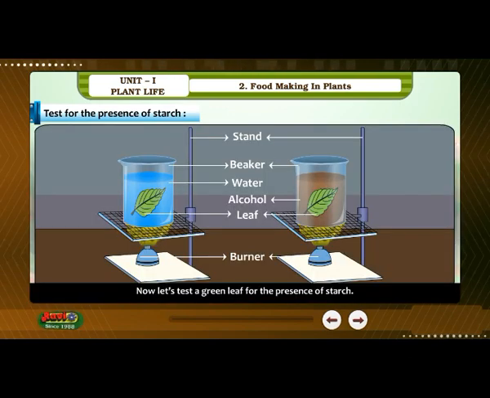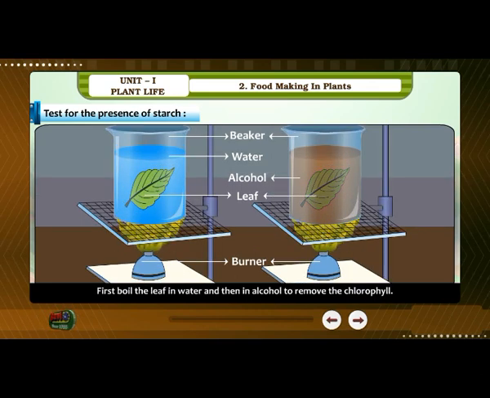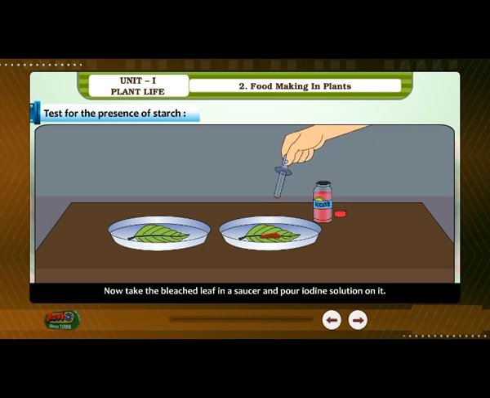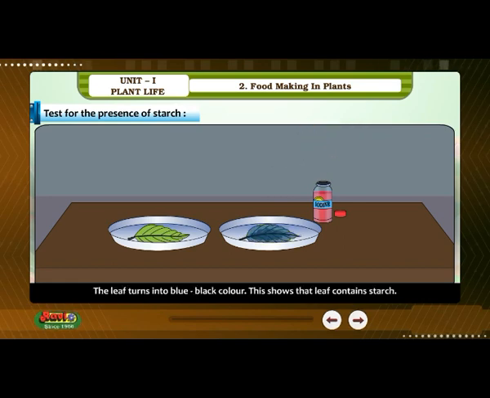Now, let's test a green leaf for the presence of starch. First, boil the leaf in water and then in alcohol to remove the chlorophyll. This removal of color is called bleaching and the leaf is called a bleached leaf. Now, take the bleached leaf in a saucer and pour iodine solution on it. The leaf turns blue-black in color. This shows that the leaf contains starch.